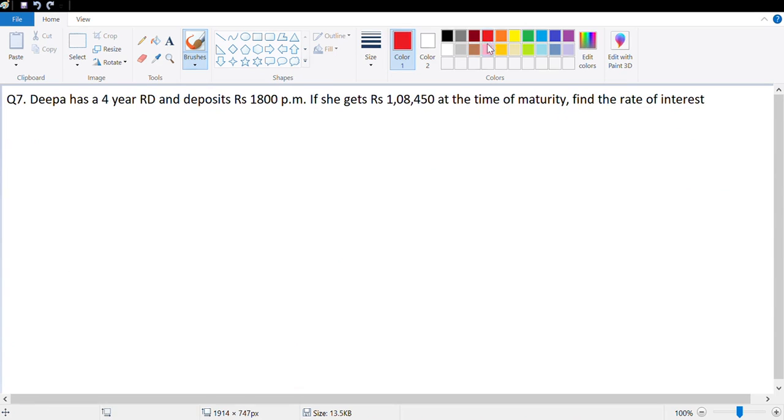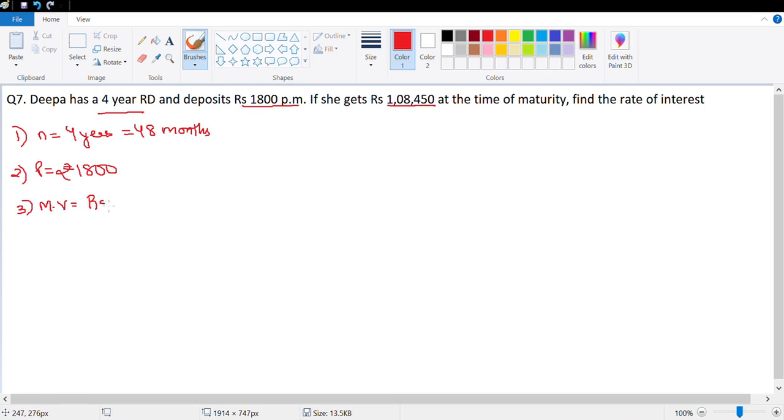The next question that we have is question number 7. It says Deepa has a 4-year RD. Again, in this case, N is equal to 4 years, which is basically 48 months. Deposits rupees 1,800 per month. So principal is equal to rupees 1,800. She gets rupees 108,450. So maturity value is equal to rupees 108,450. Find the rate of interest.